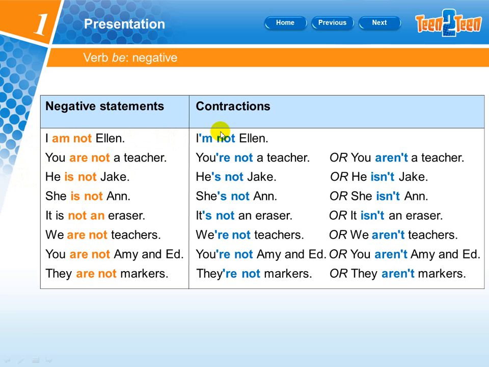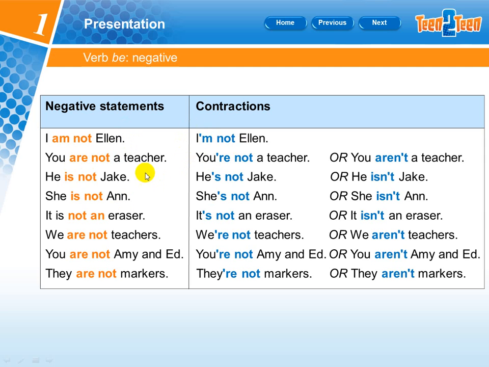For the contractions of verb be, first, what is a contraction? Contraction means making a word short. For example, in here you have am. You delete a, and instead of a you use an apostrophe. You pronounce I am, but in here you pronounce I'm. This is called contraction. For example, I am not Ellen. You say I'm not Ellen.